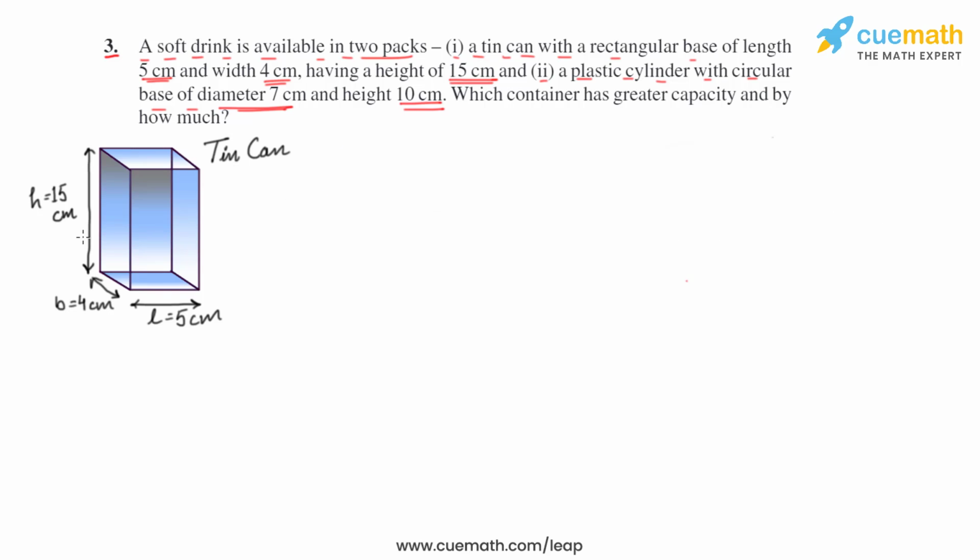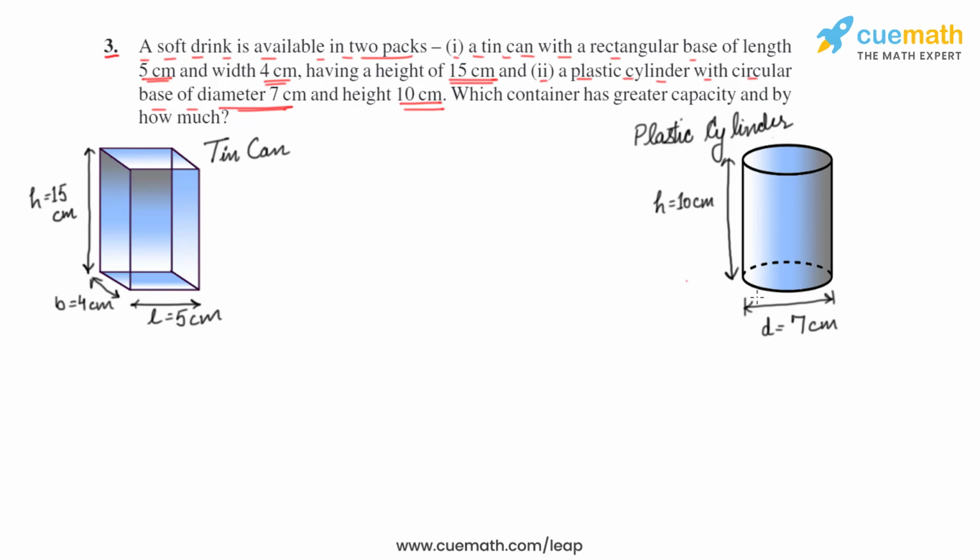Here is the tin can with length 5 centimeters, breadth 4 centimeters and height 15 centimeters. Here is the plastic cylinder with diameter 7 centimeters and height 10 centimeters. So volume of tin can will be, as it will be cuboidal in shape, length into breadth into height, which means 5 into 4 into 15. This comes out to be 300 cubic centimeters.